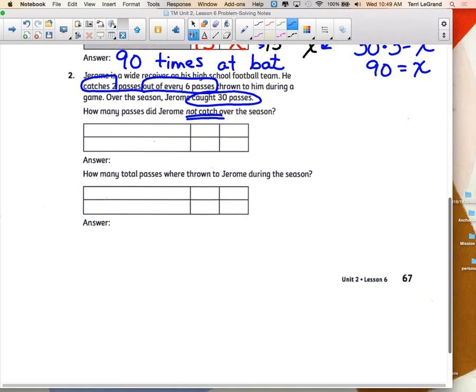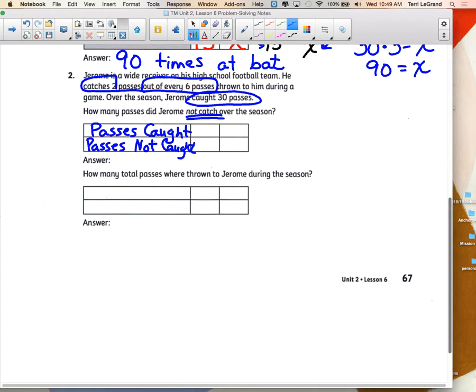Okay, so what are we going to represent in our table from all this? Caught and not caught. Passes caught, passes not caught. Let's see if that'll answer the question that they want from us. How many passes did Jerome not catch? Well, let's see if we can set up some ratios then.